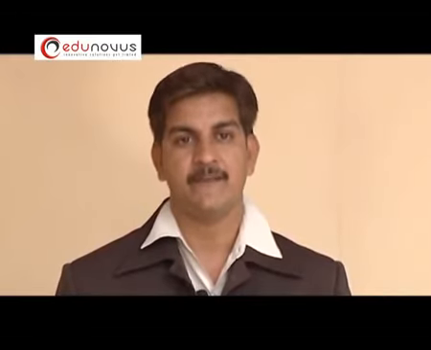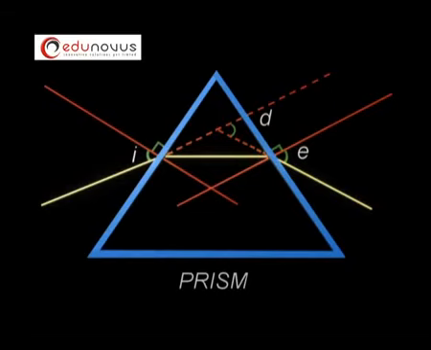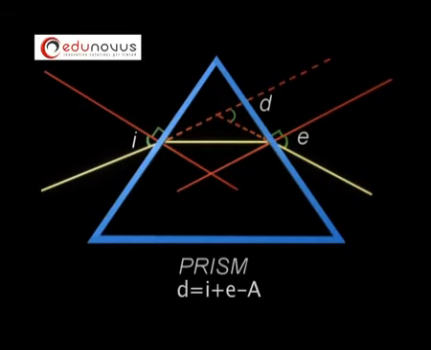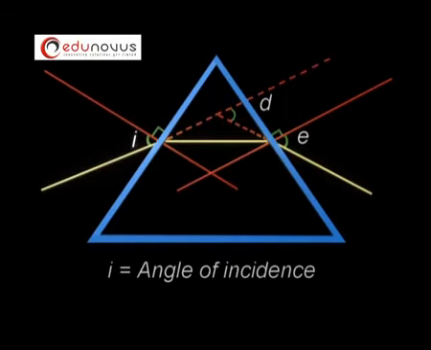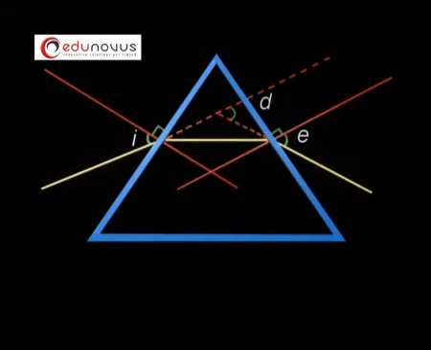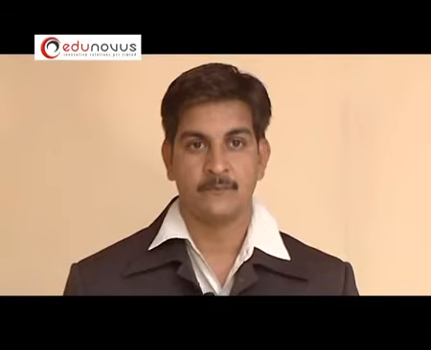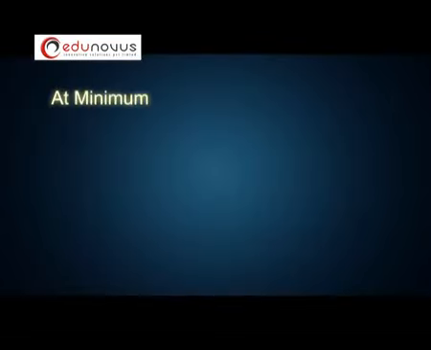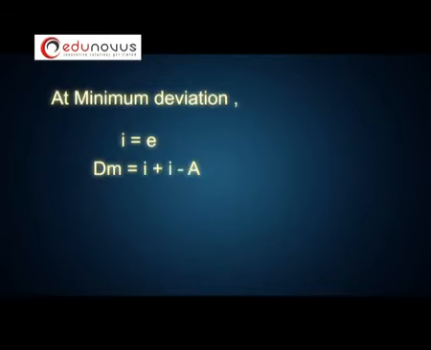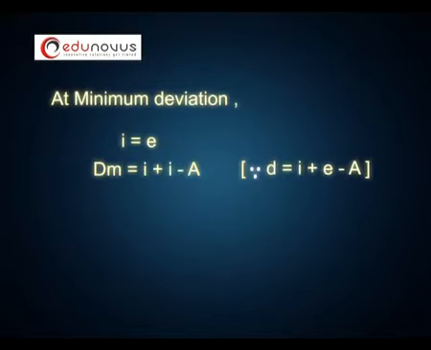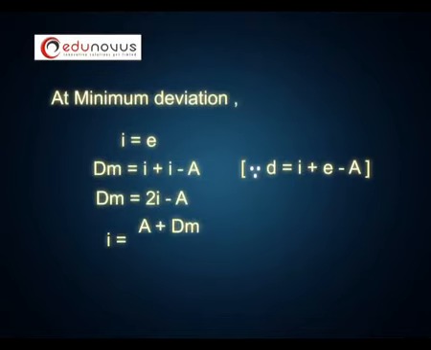Now, in the given prism, the angle of deviation D is equal to i plus e minus A. i is angle of incidence, e is angle of emergence, and A is angle of prism. Now, in the minimum deviation condition, i is equal to e. Then Dm is equal to i plus i minus A, which is equal to 2i minus A, giving i is equal to (A plus Dm) by 2.